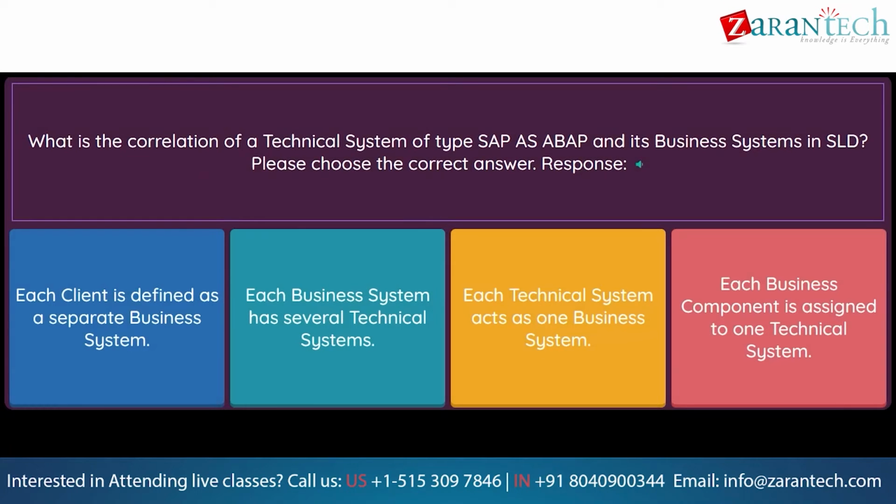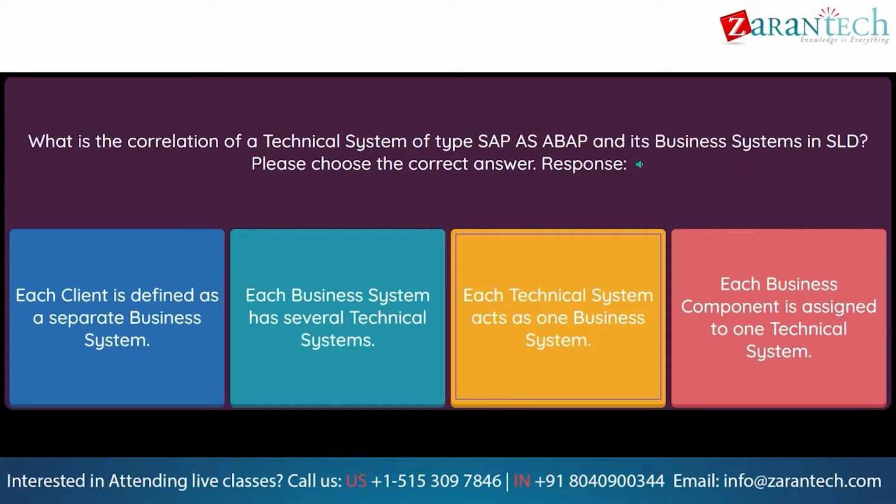Question: what is the correlation of a technical system of type SAP AS ABAP and its business systems in SLD? Please choose the correct answer. Response: Option 1 Each client is defined as a separate business system. Option 2 Each business system has several technical systems. Option 3 Each technical system acts as one business system. Option 4 Each business component is assigned to one technical system.